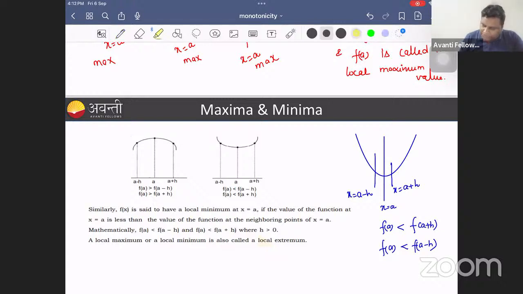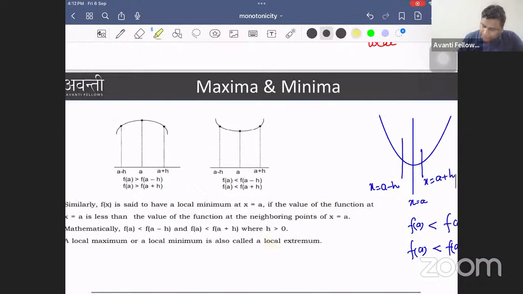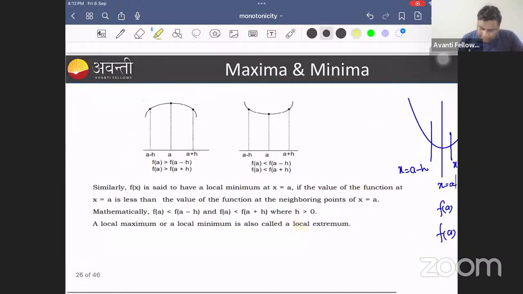Like here in the definition, if we see, f(x) is said to have a local minima at x equals a if the value of the function at x equals a is less than the value of the function at the neighboring points of x equals a. Mathematically, f(a) is less than f(a minus h), and f(a) is also less than f(a plus h), where h is more than 0. Am I clear? Here also, same thing.